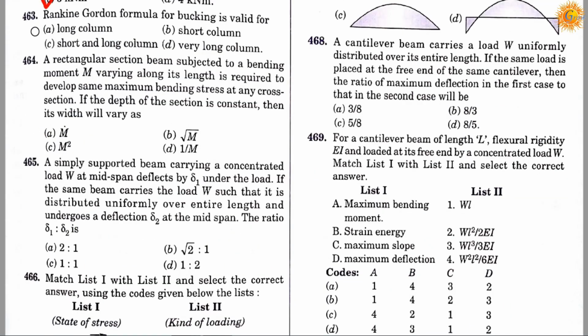Question number 463. Rankine-Gordon formula for buckling is valid for option A long column, option B short column, option C short and long columns, option D is very long column. Correct answer is D, it will be very long columns.